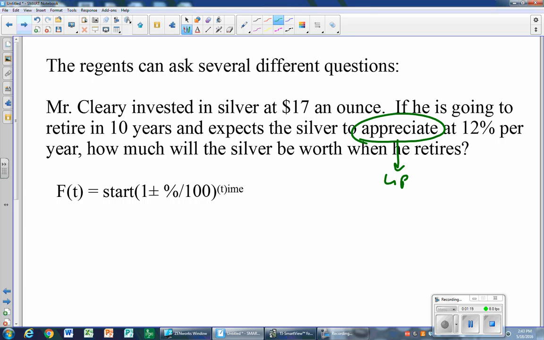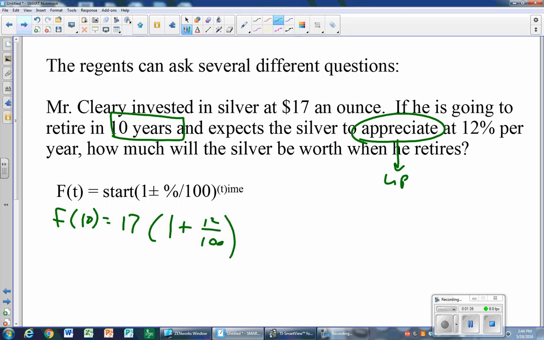So f of what? f of 10 equals the starting amount, $17 an ounce, times 1 plus, because it's appreciating, 12 over 100. What's the time? It tells us right there. So that's a 10.